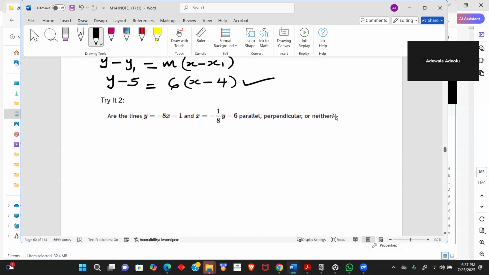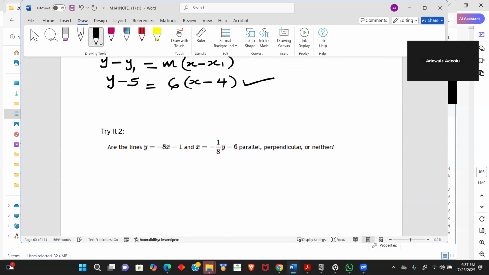You're fine. Or if you continue to write it in slope-intercept form, that is also fine. I'm just telling you, you can stop there. So y equals 6x minus 24 plus 5, and y equals 6x minus 19, I believe.